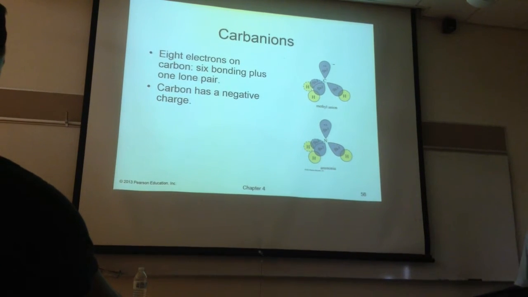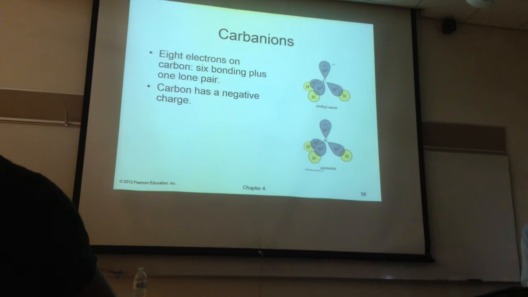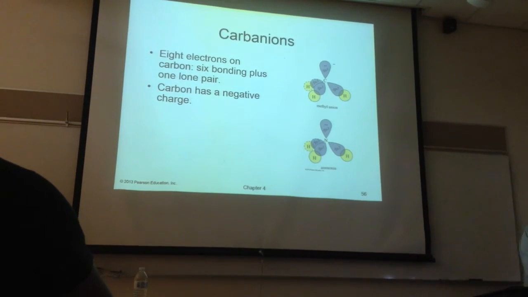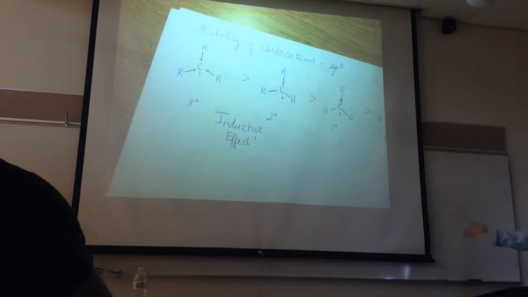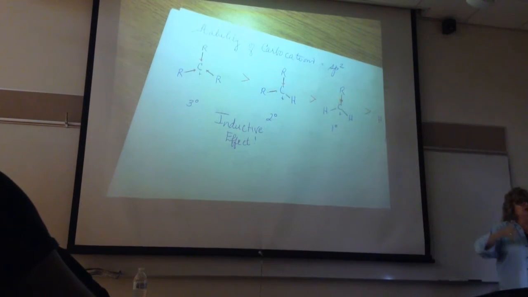Carbanions, would they have the same stability order as the carbocations? Okay, so this is a critical thinking moment. A tertiary carbocation was very stable, right? Tertiary carbocation, here we go. It was very stable because you were able to donate electron density through inductive effect and hyperconjugation.